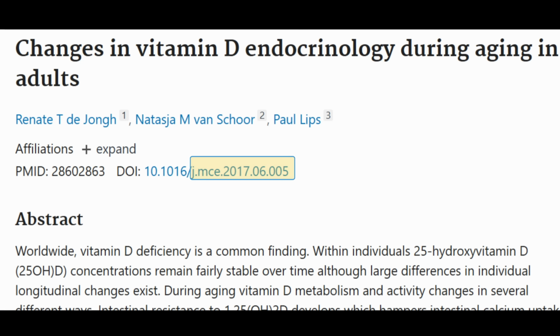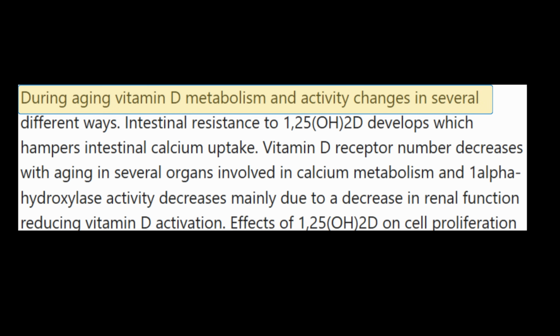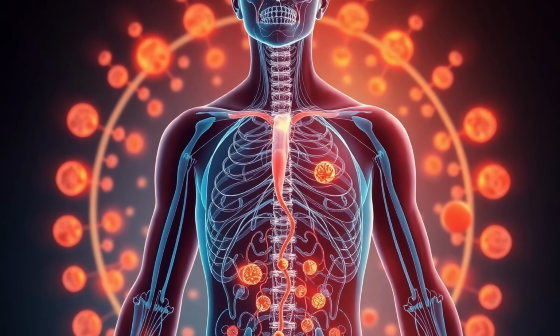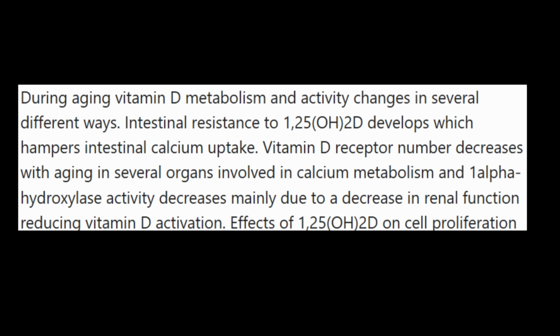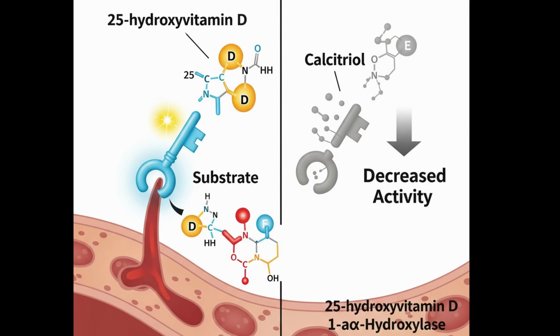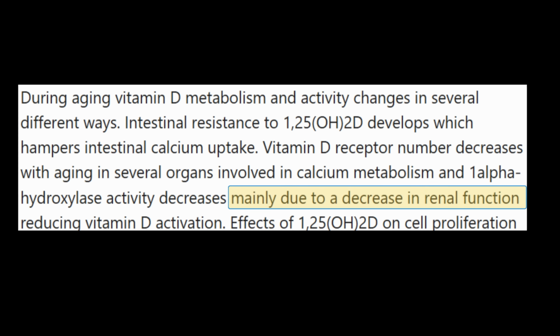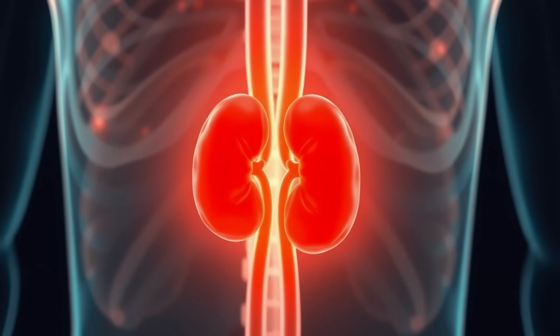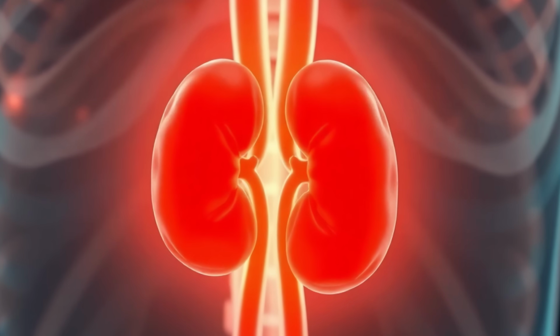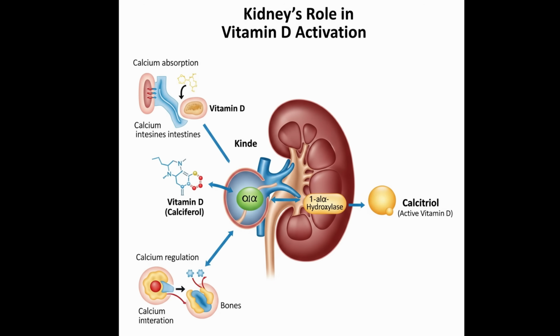This study from 2017 found, I'm quoting, "during aging, vitamin D metabolism and activity change in several ways. The number of vitamin D receptors decreases in several organs involving calcium metabolism, and the activity of the enzyme that converts vitamin D into calcitriol decreases, mainly due to reduced kidney function, which limits vitamin D activation." In other words, the vitamin D dose that worked for you 10 years ago may not work for you today. As you age, your kidneys make less of the active form of vitamin D, the calcitriol, and vitamin D blood tests don't measure this. On top of that, your body's tissues respond less effectively to the calcitriol that you do have.